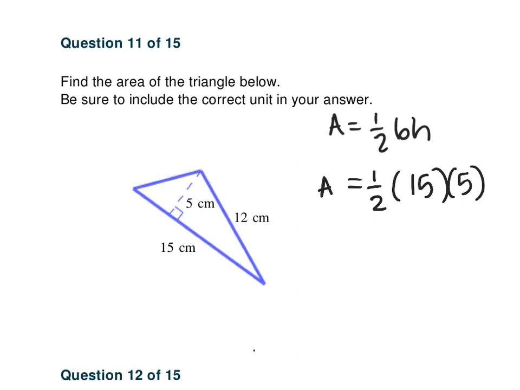I had someone ask about this last hour and they were like, what about the 12? Well, in this case, the 12 is unnecessary information. We do not need the 12. They put that up there, but we really don't need the 12 to find the area. So now in my calculator, I'll just do 0.5 times 15 times 5, and that gives me 37.5 centimeters squared.